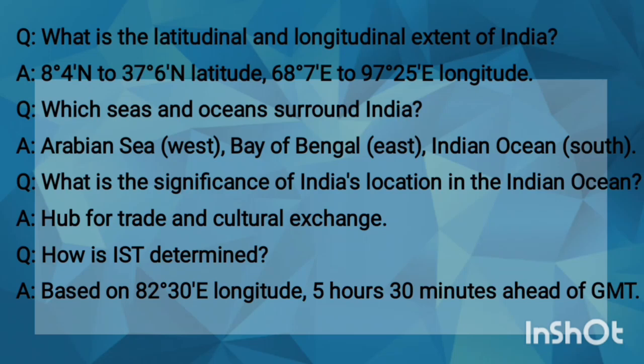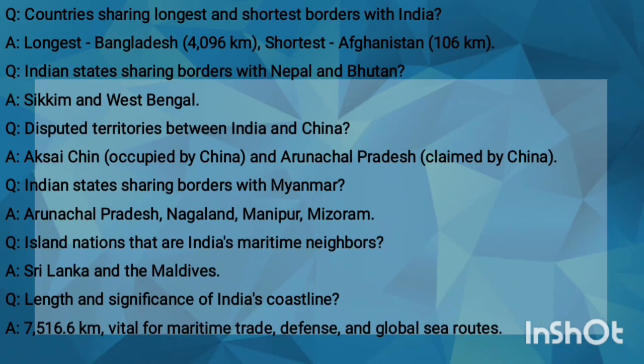How is the Indian Standard Time determined? IST is based on 82 degree 30 minutes east longitude, which passes through Allahabad, and is 5 hours and 30 minutes ahead of GMT. Which countries share the longest and shortest borders with India? India shares its longest border with Bangladesh, 4096 km, and its shortest border with Afghanistan, 106 km.